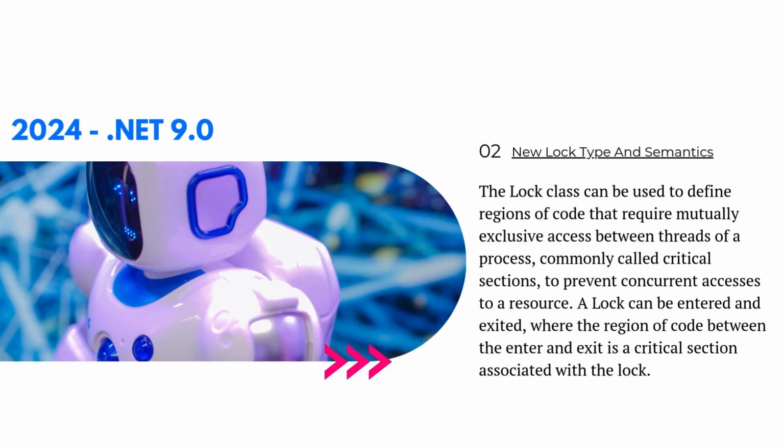The Lock class can be used to define regions of code that require mutually exclusive access between threads of a process, commonly called critical sections, to prevent concurrent accesses to a resource. A lock can be entered and exited, where the region of code between the enter and exit is a critical section associated with the lock.